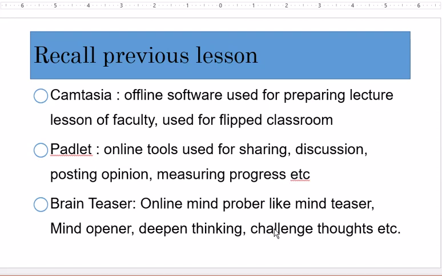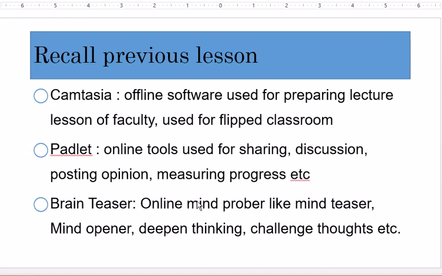In order to begin, I always begin with recollecting the previous lessons. Let's look at the tools that we used. If you look at the screen now, the first one is Camtasia, offline software used for preparing a lecture video that we have already practiced, and you will further prepare a very beautiful presentation using it. So Camtasia is an offline tool. It can be used anytime, anywhere without using the internet.